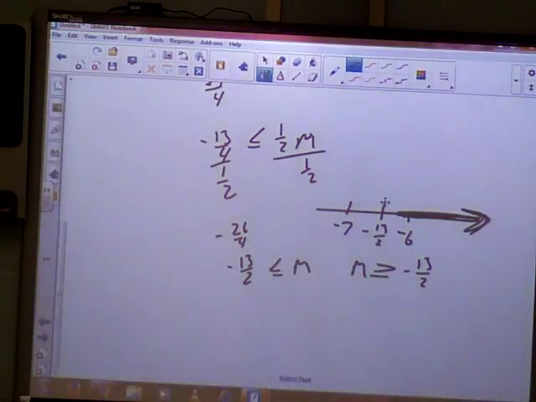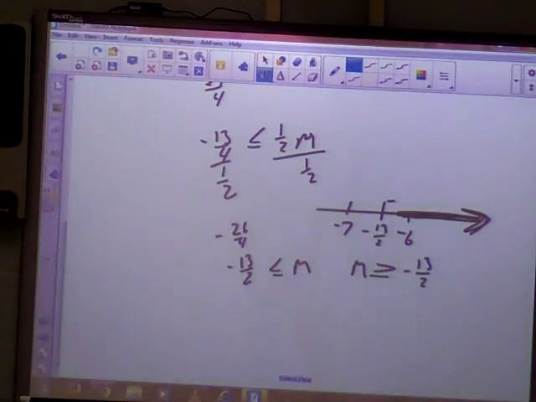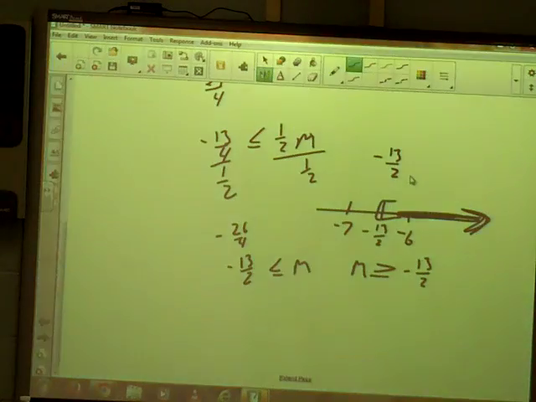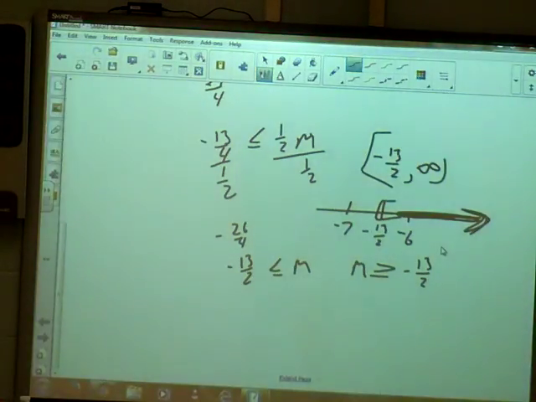What kind of mark goes on my negative 13/2? Bracket. That's good. In the hook.